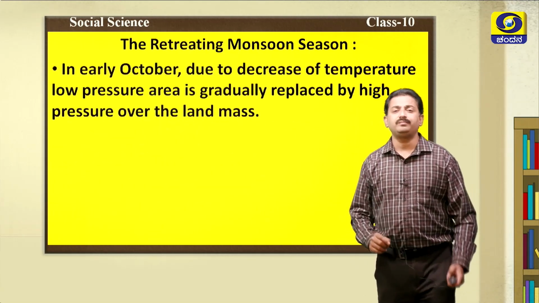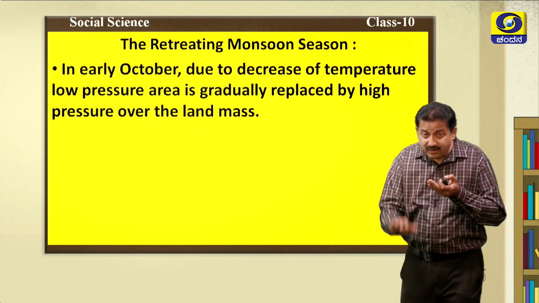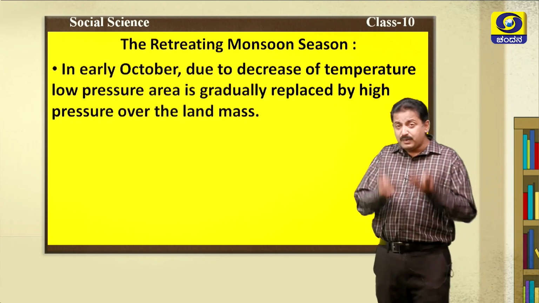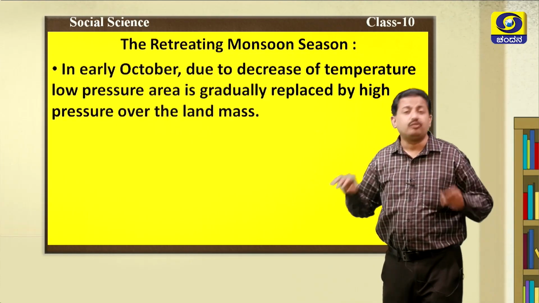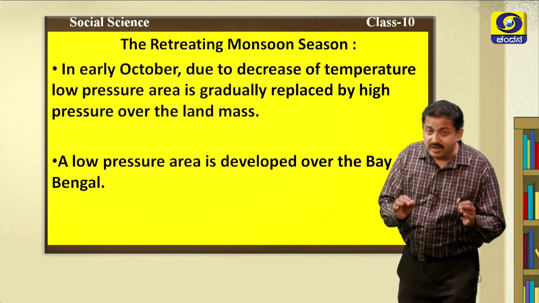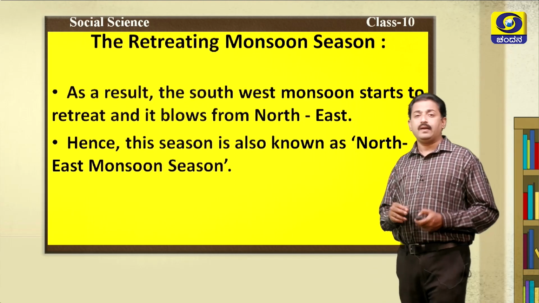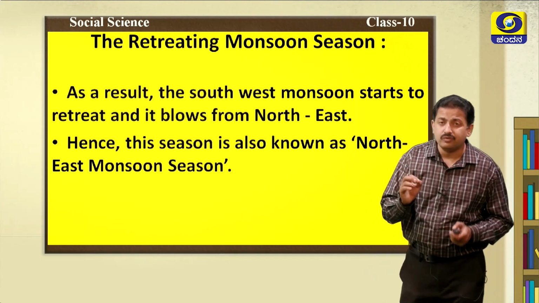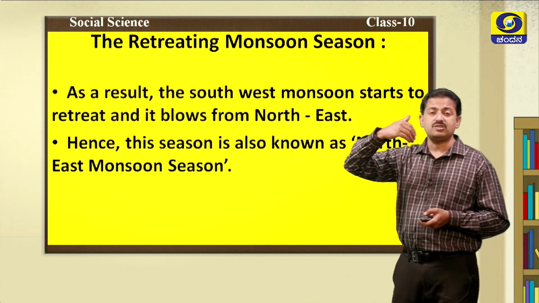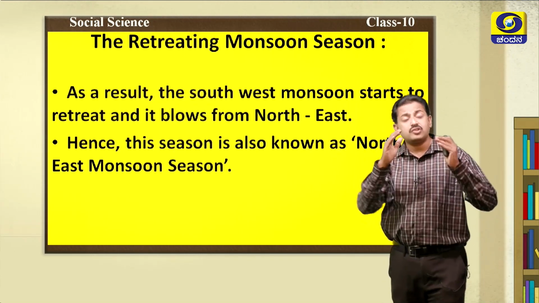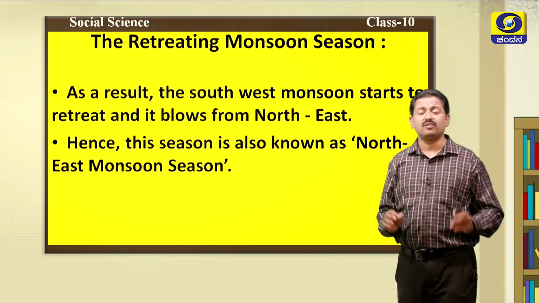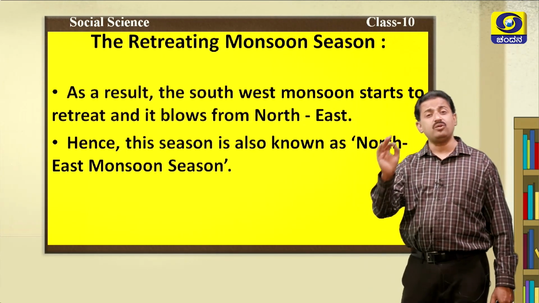In this season, in early October, due to decrease of temperature, the low pressure area is gradually replaced by high pressure. The high pressure area pushes the clouds away. That is the indication of the retreating monsoon. A low pressure area develops over the Bay of Bengal, and as a result the southwest monsoon starts to retreat and blows from the northeast. Hence, this season is also known as the northeast monsoon season.